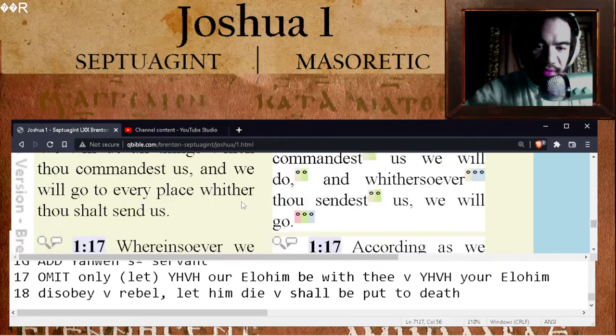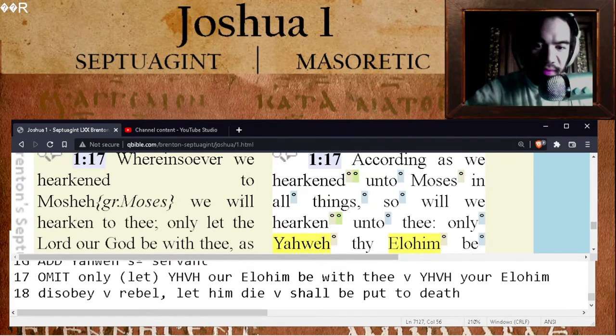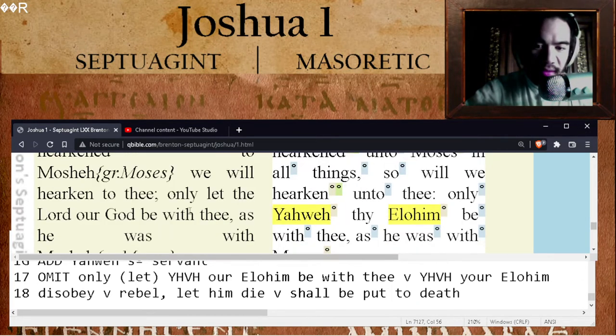Verse 17, we see an omission of only let Yah our Elohim be with you versus only Yah your Elohim be with you. So again, they're taking ownership of Yah. They're saying it's our Elohim, and only let him be with you. So we don't know if he will be with you, but let him be with you. It's like good wishes. You're wishing somebody good that they will prosper well.